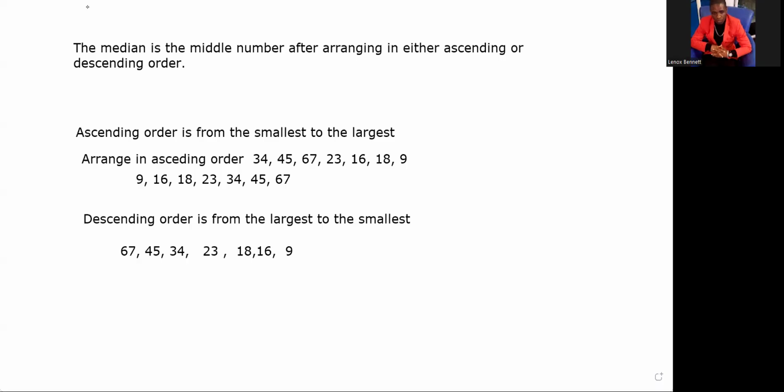Right, let's use the ascending one, guys, to find the median. Remember the rule says arrange in ascending or descending order and then find the one in the middle. All right, so we go one to the left, one to the right, one to the left, one to the right, one to the left, one to the right. So here we go, 23 is in the middle. So when we arrange it in ascending order, the median is 23.